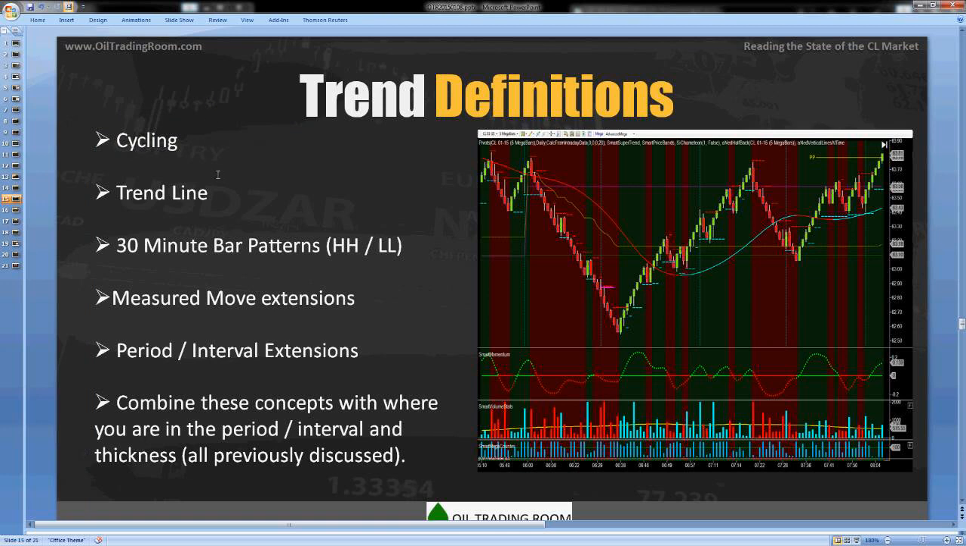That's one way of determining the trend. The other one is to use the trend line. You can simplify that by waiting for the trend line to change, but sometimes the cycling will turn before that, and you can be a little bit ahead of it if you're watching the cycling. But you can just watch the color of the trend line.